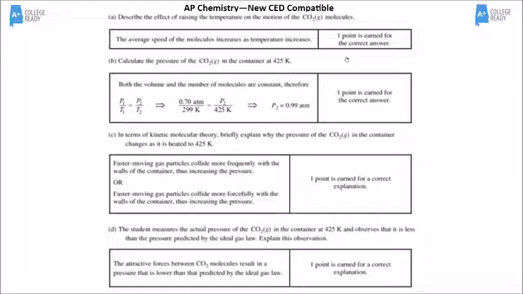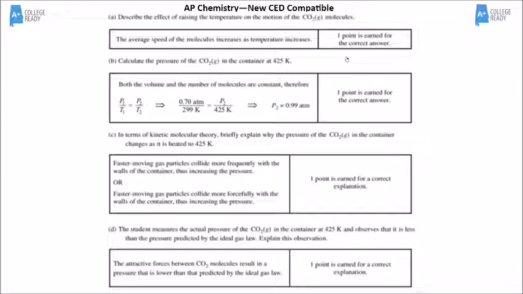In terms of kinetic molecular theory, explain why. Notice there's 2 different ways to get this point. Faster molecules collide more frequently because they're moving faster. Or faster moving molecules collide more forcefully. Now, if you name both, you wouldn't get both points because there's only 1 point here. But in my classroom, you probably would have gotten 2 points because that's a great answer.